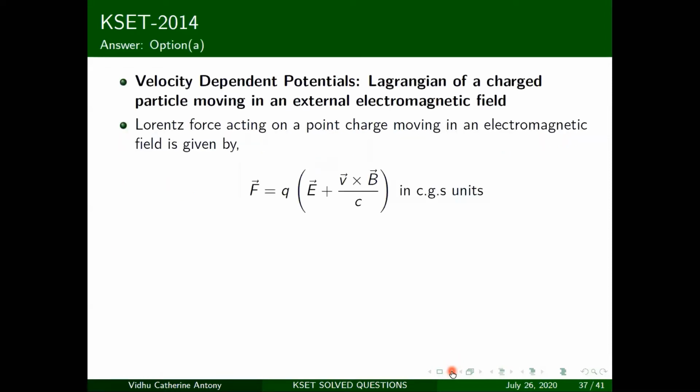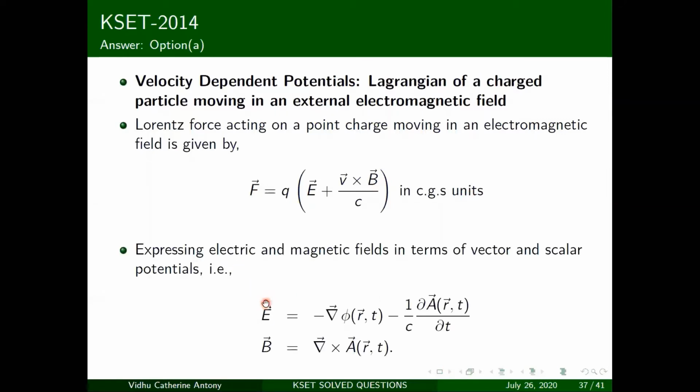So these are velocity dependent potentials. I think I told you about this. This is basically in CGS units. We're going to be writing the Lorentz force, so F is equal to q(E vector plus v cross B divided by c) in CGS units. Then you're going to be taking the electric field, which is expressed in terms of your electric scalar potential and your magnetic vector potential. This 1 by c comes up because it is in CGS units, or Gaussian units.